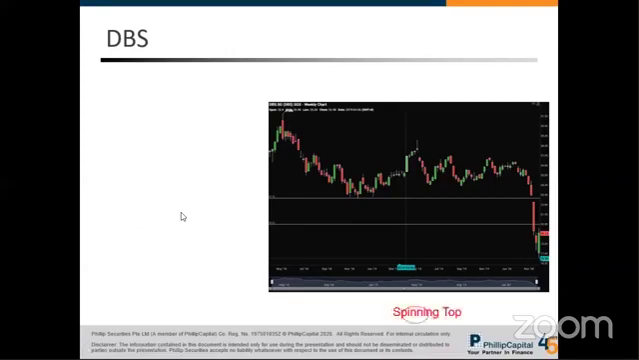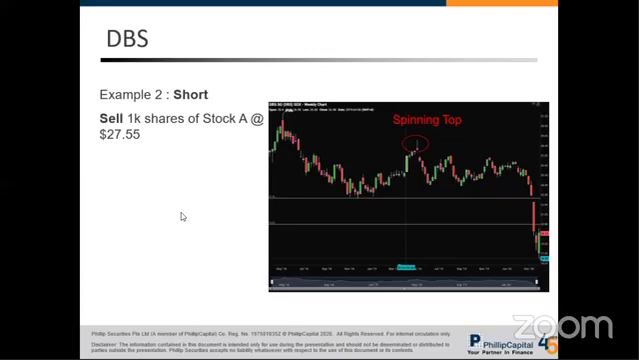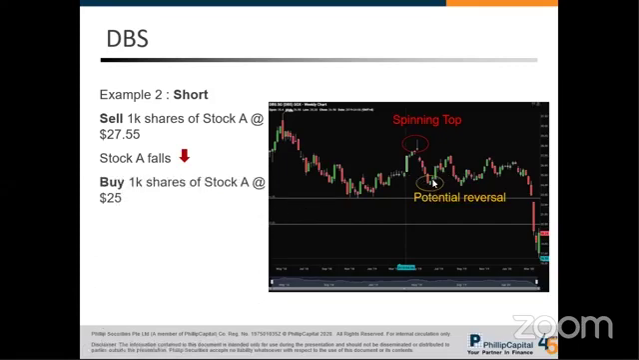However, sometimes when we are trading, we want to short sell the shares because we see that this spinning top is a bearish indication. So instead of buying, we want to do short selling. At this stage, we sell at 27.55. Subsequently, the stock starts to drop, and when we see a potential reversal at this price, we take our profit and buy back at around $25. From this, you get a downside return of 2,500. You take the final minus initial multiplied by the quantity.